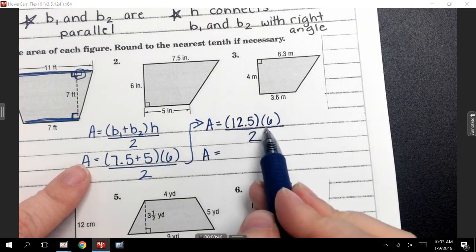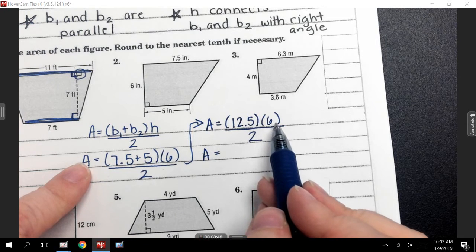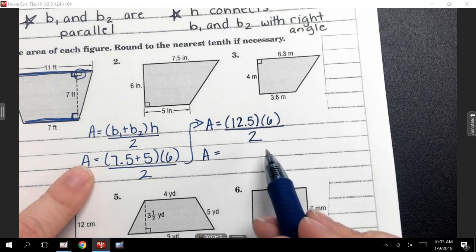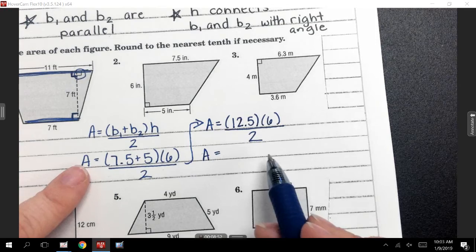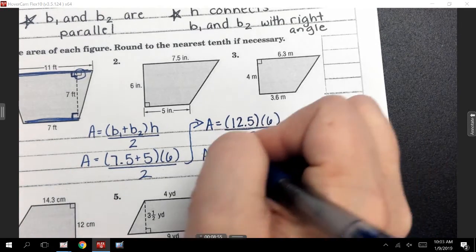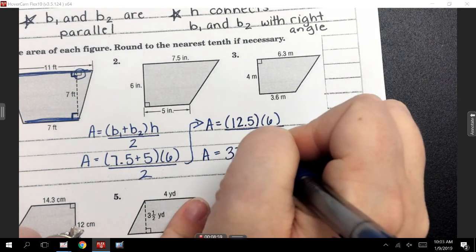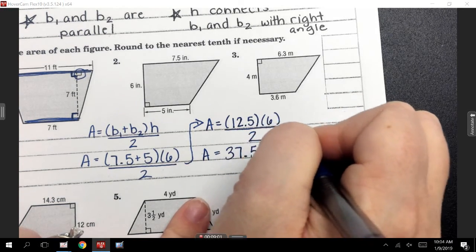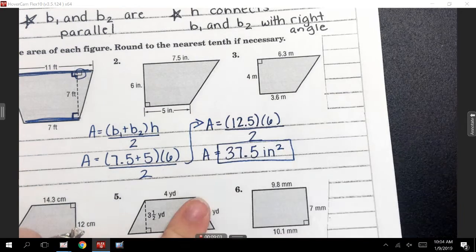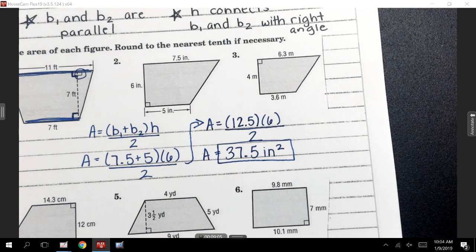So 12.5 times 6, find that answer, push enter, and then hit divide by 2. And what do we get as our answer on number 2? Caden? 37.5. 37.5 what? Inches squared. All right. Guys, you can tell a lot of these are really easy. We're going to skip down to number 5. A equals, so I'm on number 5 now. Base 1 plus base 2 times the height divided by 2.